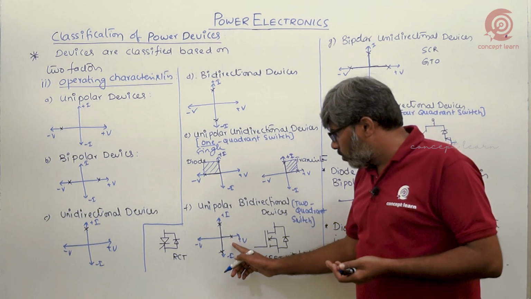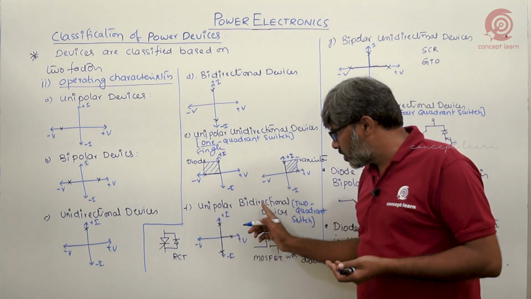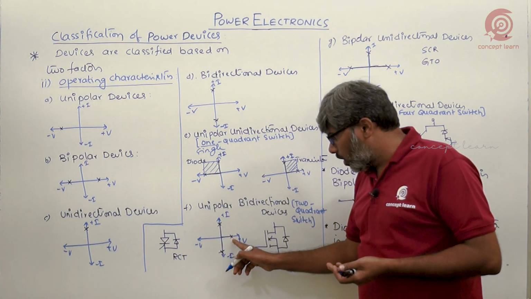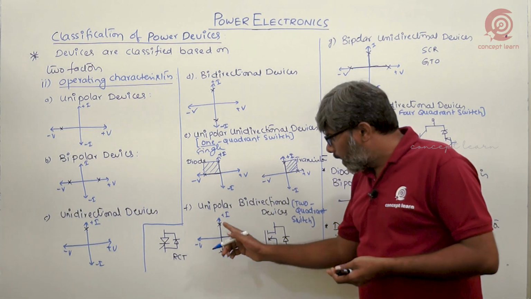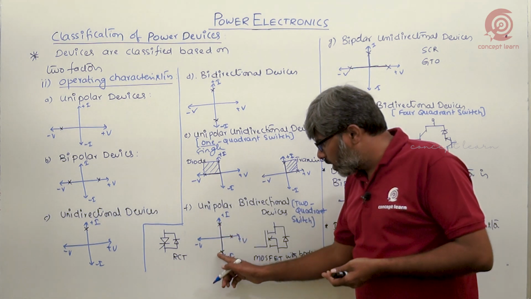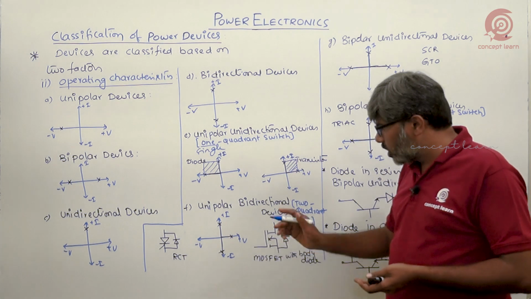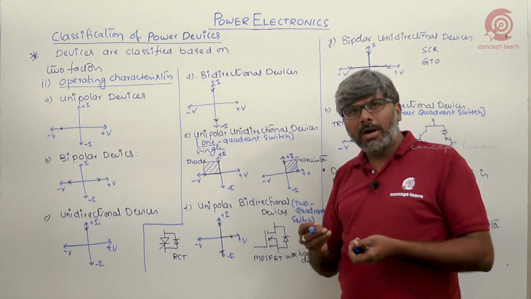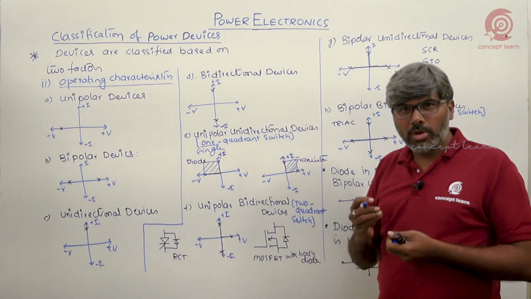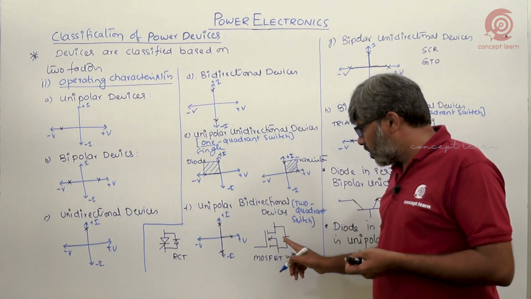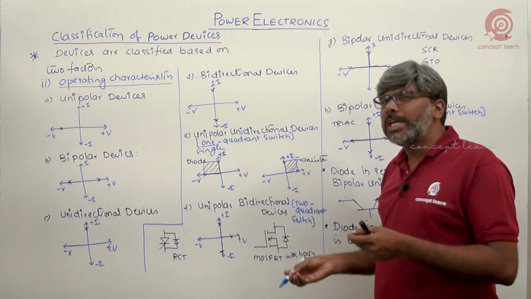Now when you come to its characteristics, this is the switch characteristic. Here I have taken the device that blocks the forward voltage and allows the current positive as well as negative, forward current and reverse current. When you come to the switch available in power electronic devices, this is the MOSFET with body diode or integral body diode.